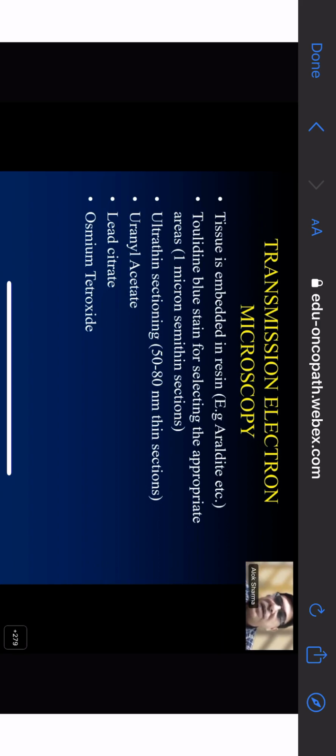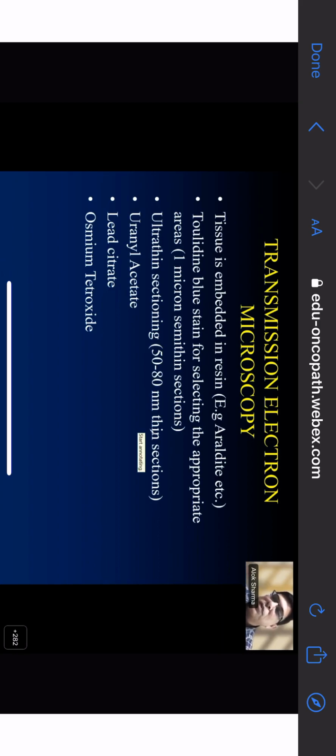So this is a basic difference. And the resins are usually araldite and various variants of araldite. And then you cut it under an ultramicrotome, right? So there are two ways we do it. First, we cut it under the ultramicrotome, and then when we select the area, you cut very thin sections.